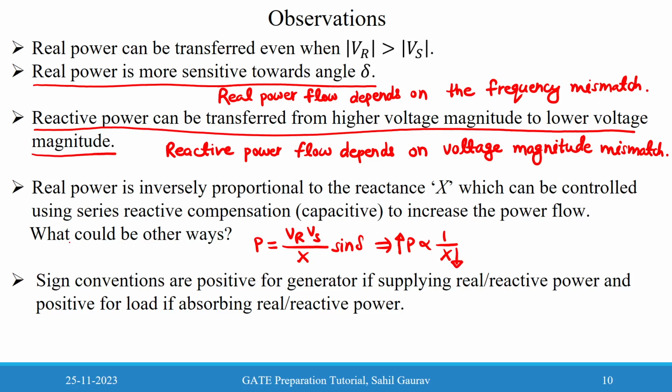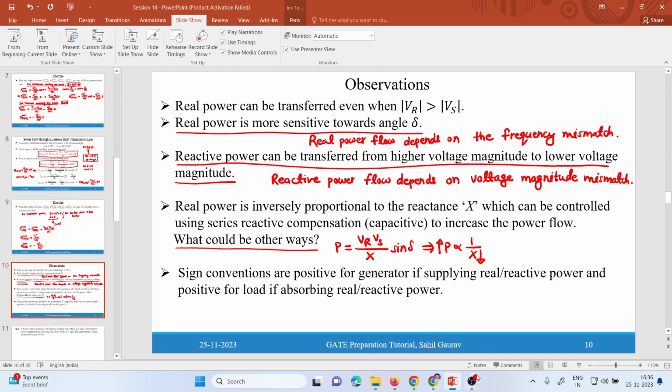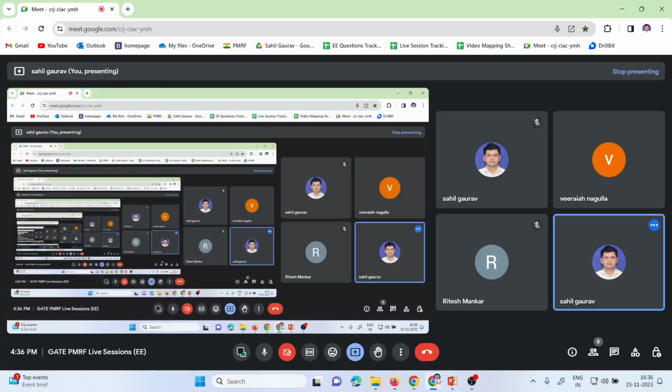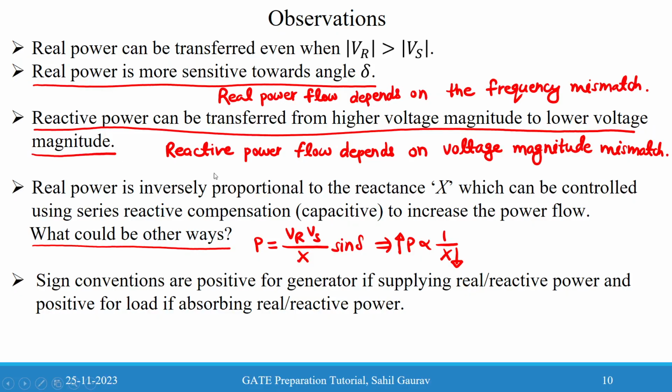So I have a question here, what could be other ways? Can anyone tell, if you want to decrease the reactance of a transmission line, what could be another possibility? You can use series capacitive reactive compensation. Other ways you can tell? Biraya Nagula, yes sir. Do you know what could be the other possibility? And Ritesh Mankar. So, increasing the power, sir, reactive power.